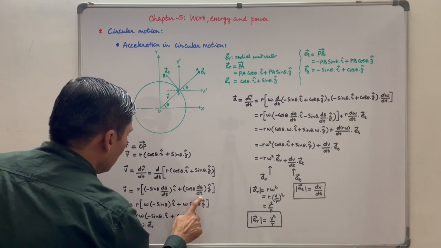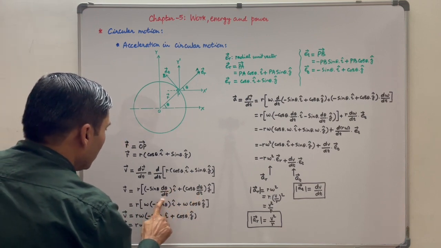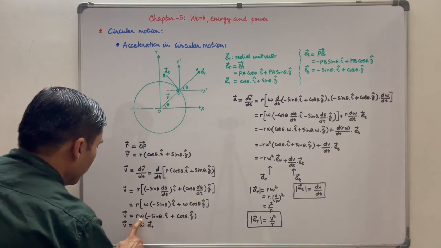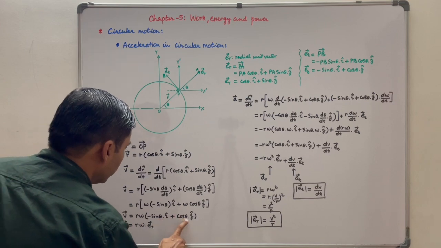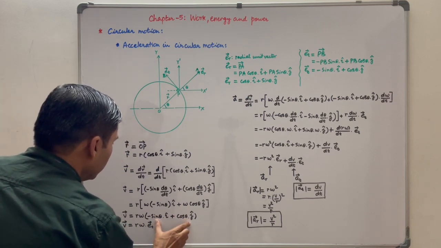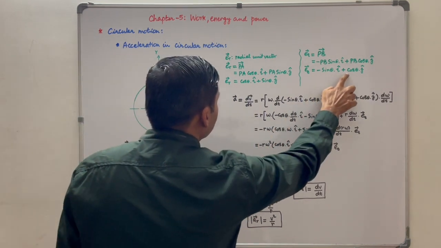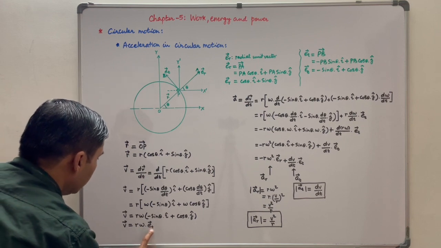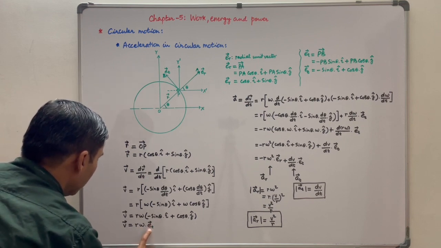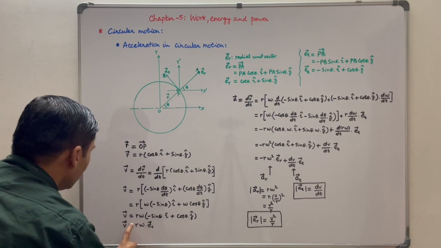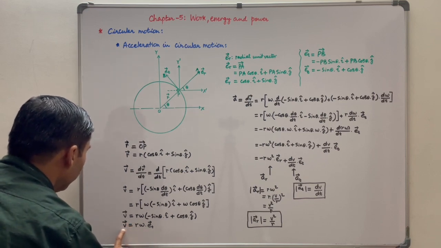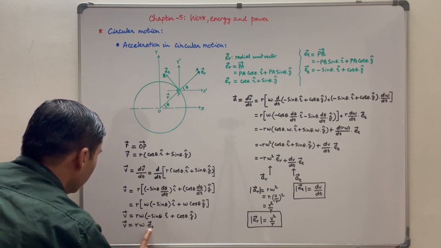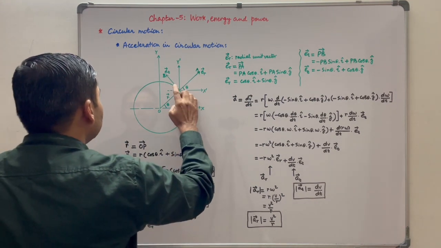d theta by dt is omega. So we can take omega common in both the terms and take it out. So vector v is equal to r omega into minus sin theta i plus cos theta j. In place of minus sin theta i plus cos theta j, we can write vector et. So vector v is equal to r omega into vector et. Vector et is a unit vector. What this means is magnitude of velocity at any point P is equal to r omega, and direction of velocity is along the unit vector et, which is tangent at that point P.